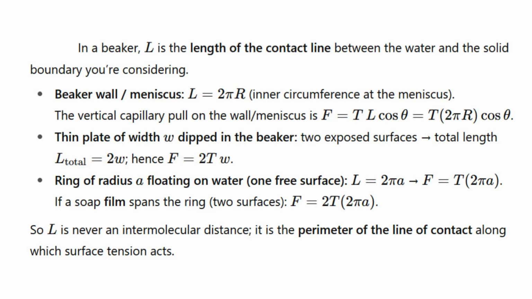The surface tension also occurs along the boundary line of the container where the liquid is kept. In the case of a beaker, what happens here is along the inner circumference at the meniscus. What do you mean by meniscus? That is the contact point of this liquid, that is water, with the inner wall of the beaker. So that is why this L is taken as the circumference, that is 2 pi r. I hope now it is very, very clear.